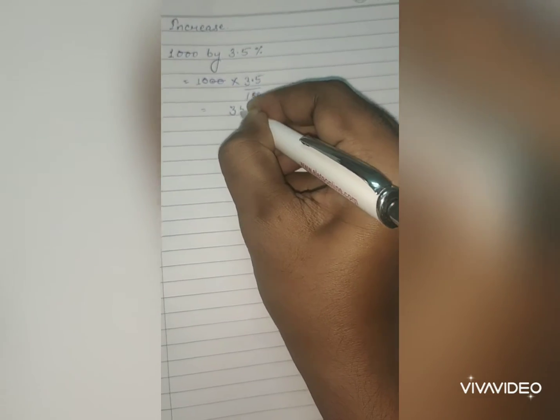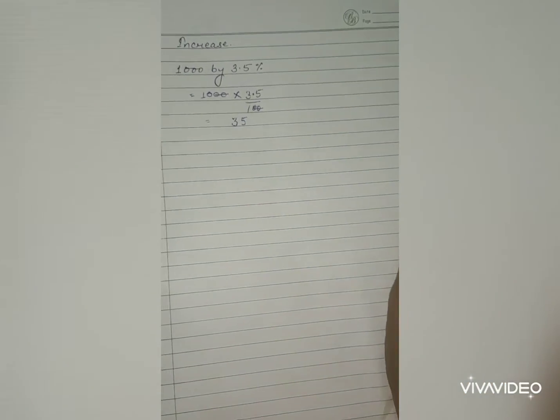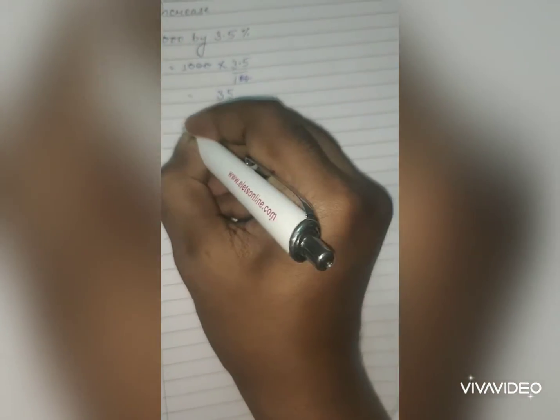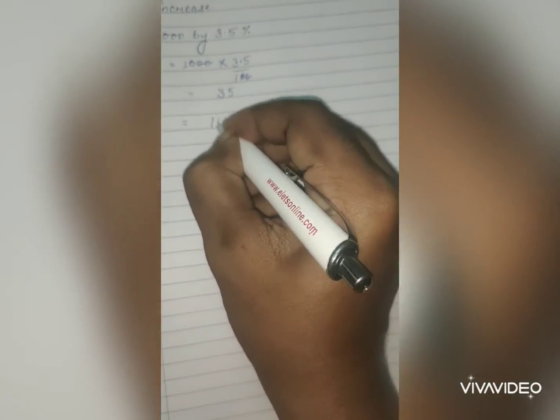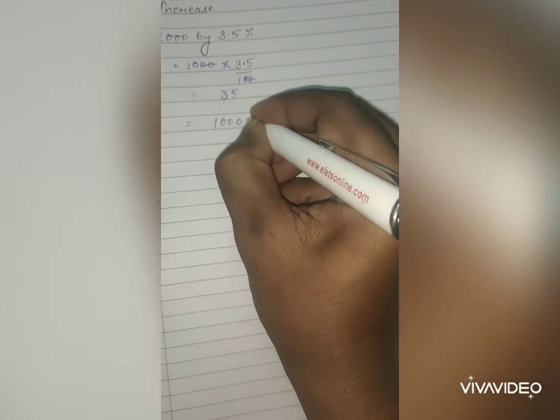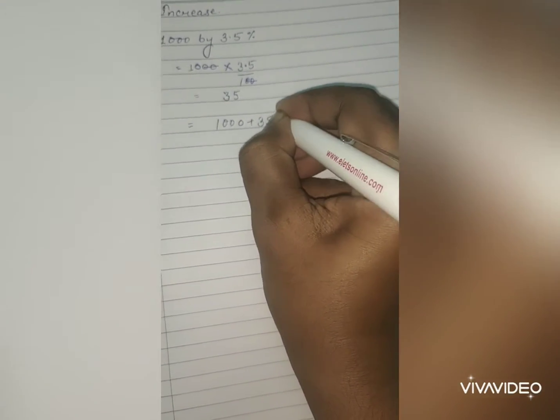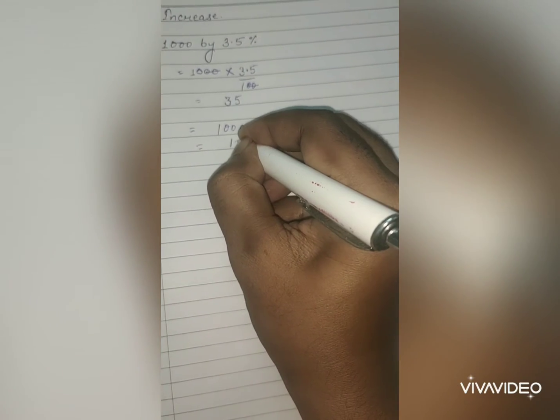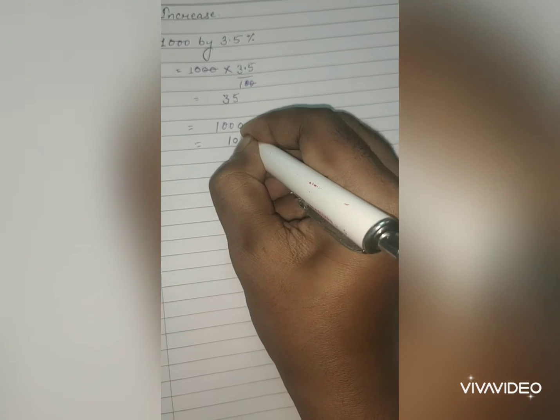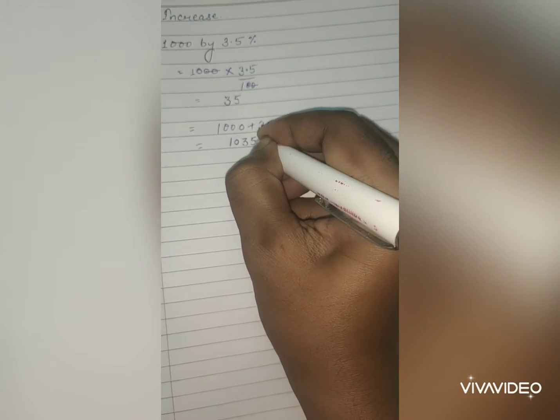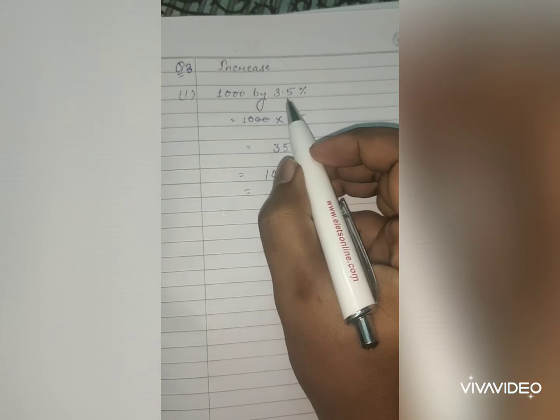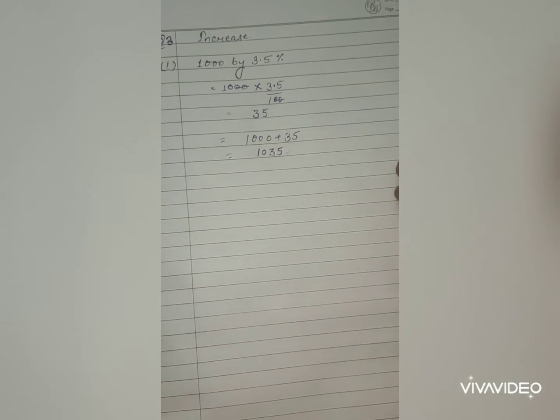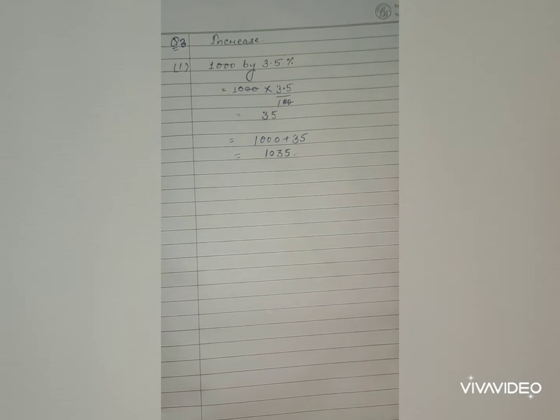from here, 35. Clear? Now increase 1000, so this will be 1000 plus 35, that is 1035. Means if 1000 is increased by 3.5%, the answer is coming 1035. I hope it is clear to you.